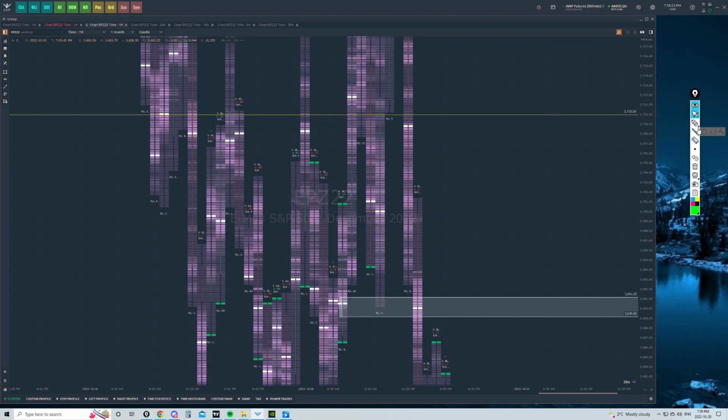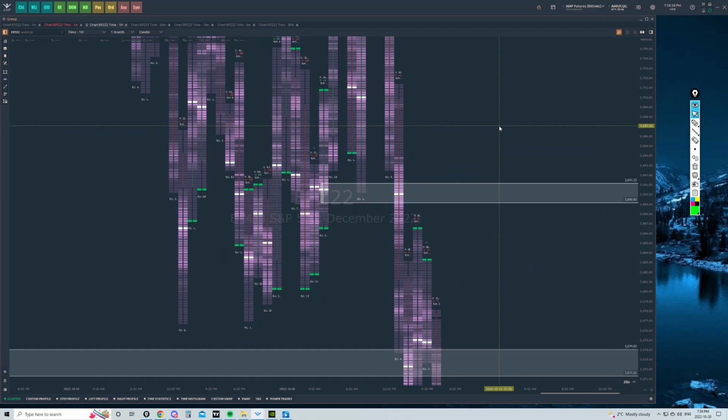I'll just scroll it down. We have this 1 hour candle right here. All of this is very dark purple. We start getting brighter in these areas. We get white in this area. This is the highest volume area for this 1 hour print. So these areas can become areas of interest for us.